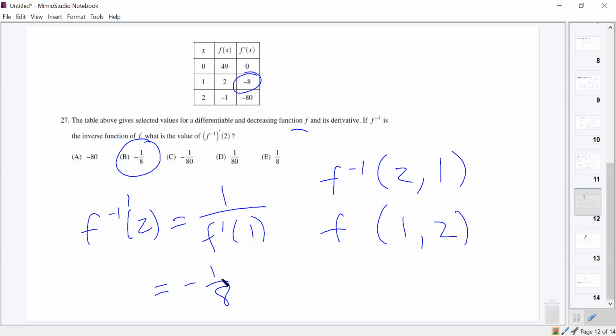Good or no? That's the inverse rule. There is almost always one multiple choice question involving the inverse rule.